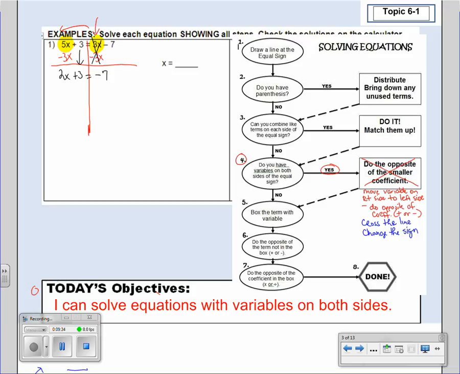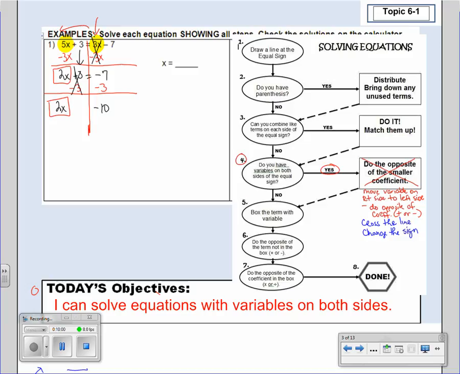Now we're on step 5. It says box the term with the variable. This should sound very familiar. Step 6, do the opposite of the term not in the box. The 3 is the term that's not in the box. It's on the same side, so the opposite would be minus 3. We still have a 2x in the box. 3 minus 3 is 0. It's gone. Negative 7 minus 3 is a negative 10.